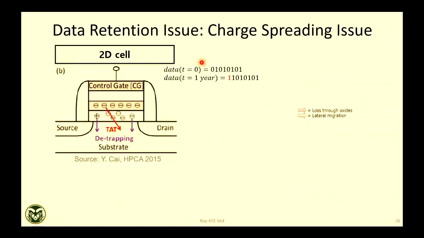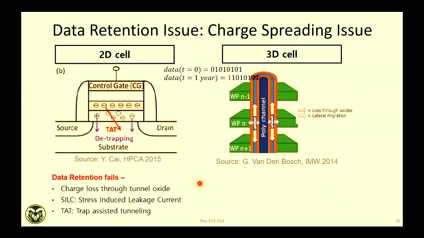In floating gate, the only way charge can be lost is through tunnel oxide tunneling. But in charge trap layer, you now have an extra path for charge loss. In floating gate, electrons cannot go this way or this way; lateral migration is not possible. You can only lose charge vertically. But in charge trap 3D NAND, lateral migration and vertical migration are both possible.